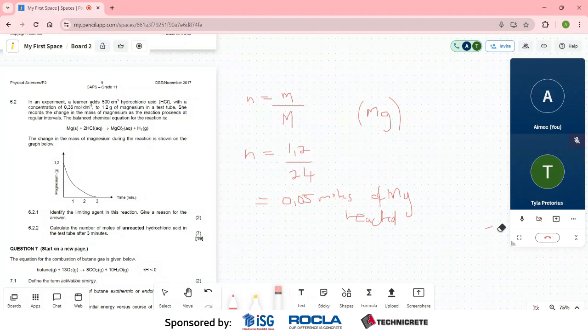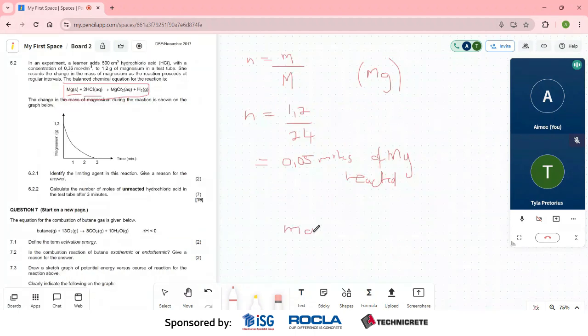Okay? So now we say to ourselves, okay, well, with our balanced equation, what is the stoichiometrical ratio between my Mg and my HCl? Okay, so Mg to HCl.